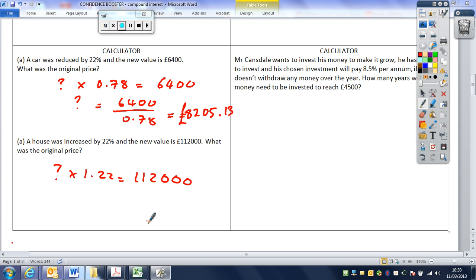Right then, same effect, something we don't know times by that, so the something we don't know equals the new price divided by the multiplier. Hopefully it gives us a smaller amount. Anyone got it? If you haven't, just put it in your calculator, it doesn't take long. Tom? 803.28.